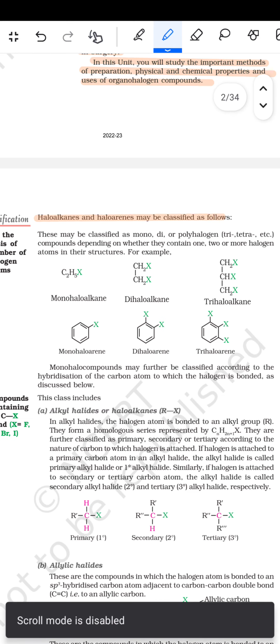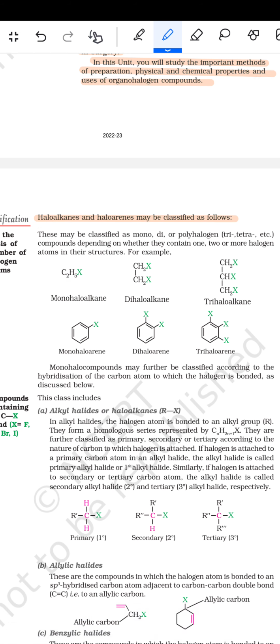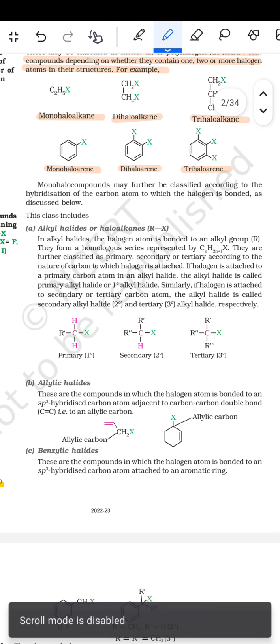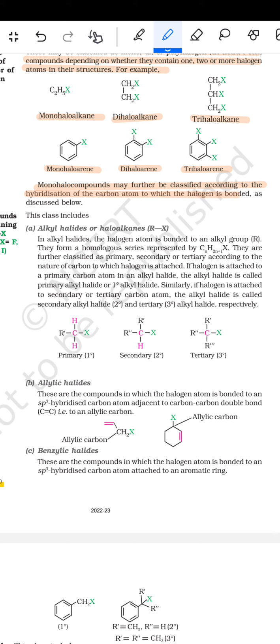Haloalkanes and haloarenes may be classified as follows. These may be classified as mono, di, or polyhalogen (tri, tetra, etc.) compounds depending on whether they contain one, two, or more than two halogen atoms in their structure. For example, monohaloalkane, dihaloalkane, trihaloalkane, monohaloarenes, dihaloarenes, and trihaloarenes. Monohalo compounds may further be classified according to the hybridization of the carbon atom to which the halogen is bonded, as discussed below.